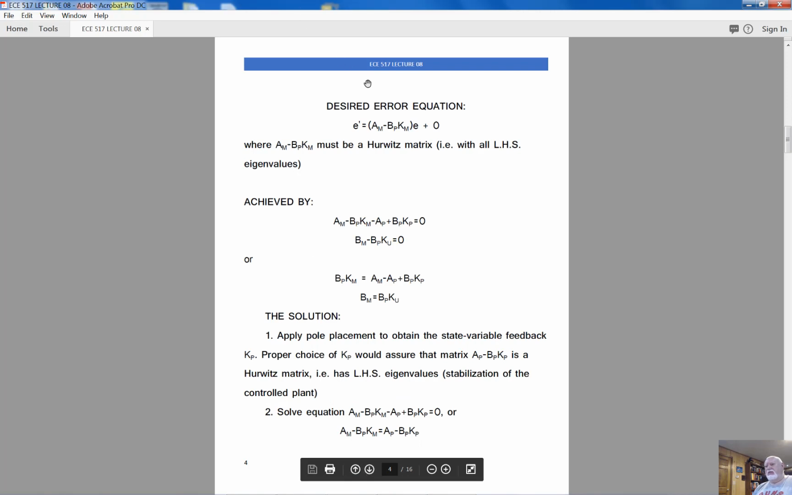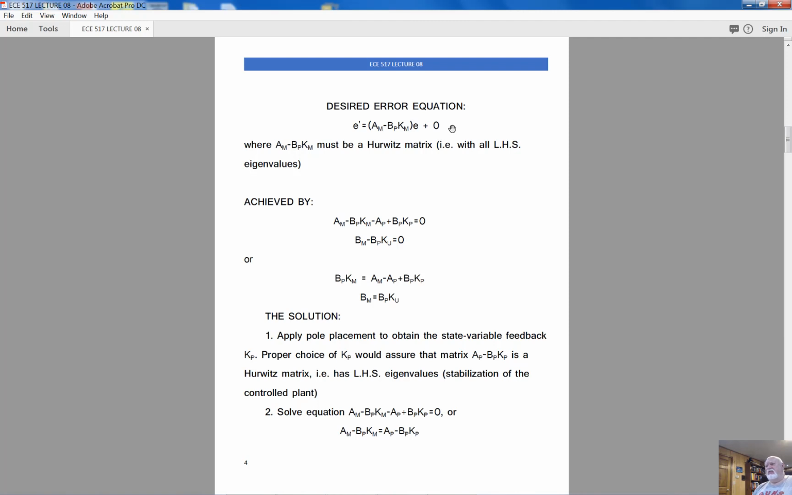What do we want to accomplish? We want derivative of the error to follow this equation. What this equation tells you? This equation tells you that error is supposed to converge to 0, and it will converge to 0, providing that this matrix AM minus BPKM would have appropriate eigenvalues. This equation is equation without forcing function in it.